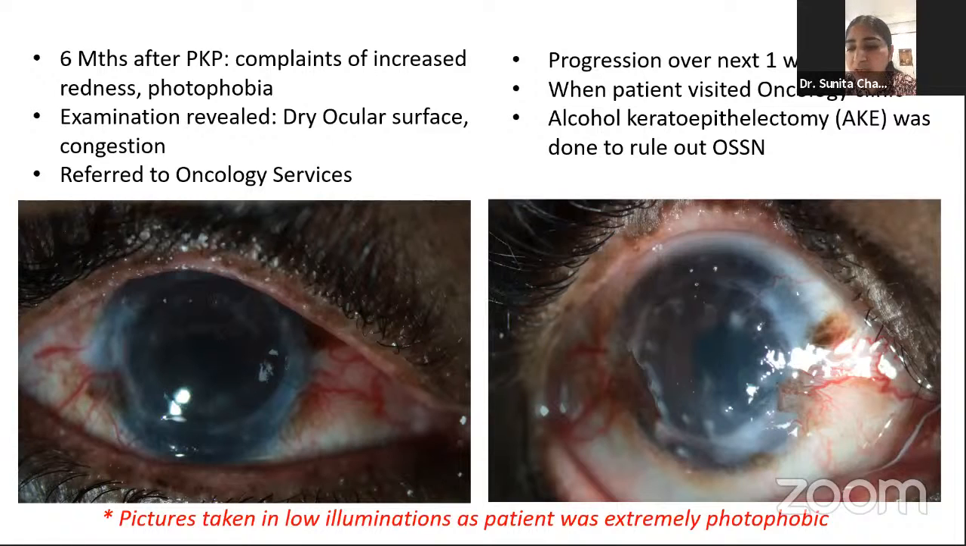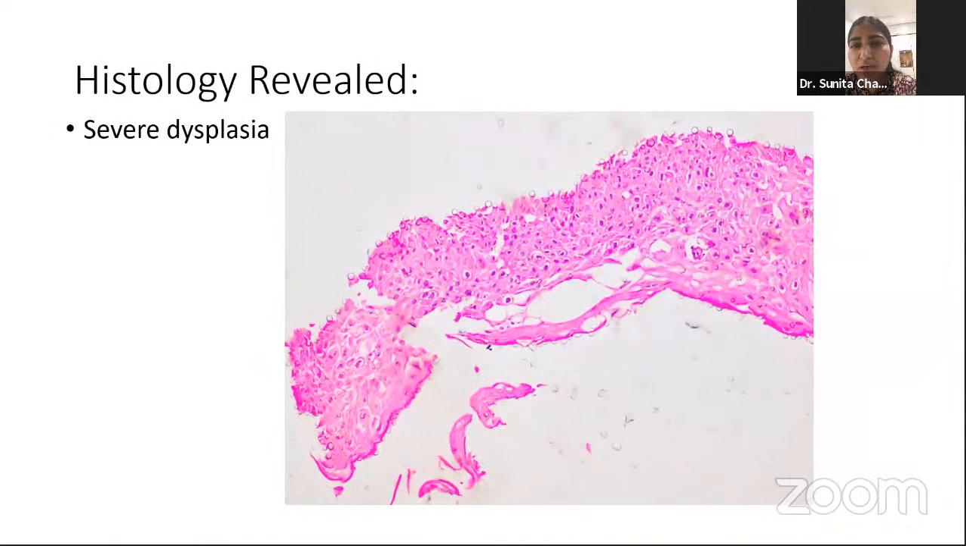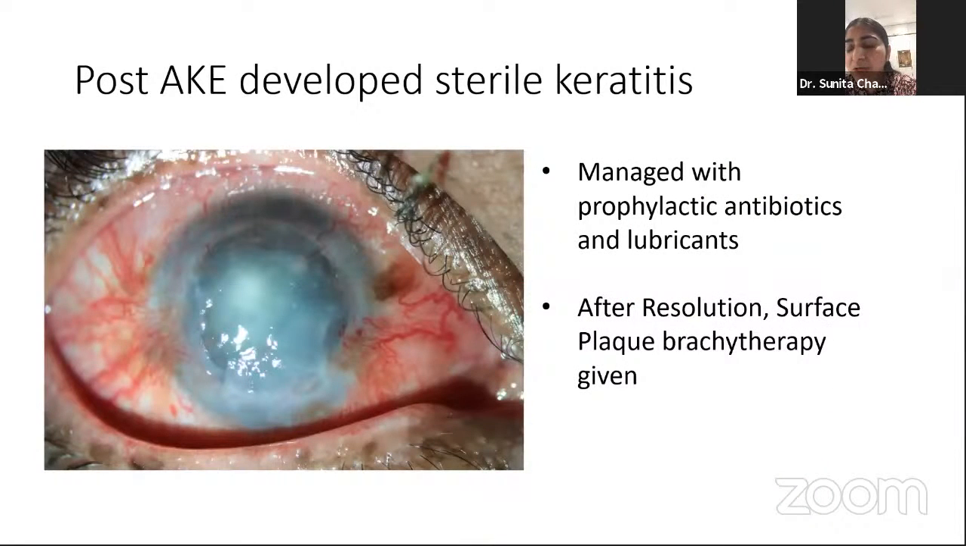These pictures have been taken under low illumination because she was extremely photophobic. The histology of the alcohol keratoepitheliectomy revealed that the specimen showed severe dysplasia, and subsequently, post AKE, she developed a sterile keratitis. This was managed with prophylactic antibiotics and lubricants, and following resolution, the plan was that she would be taken up for surface plaque brachytherapy by the oncology services.